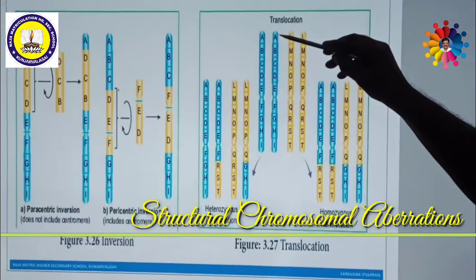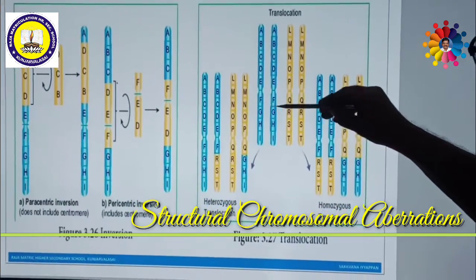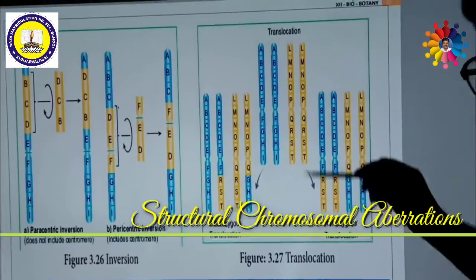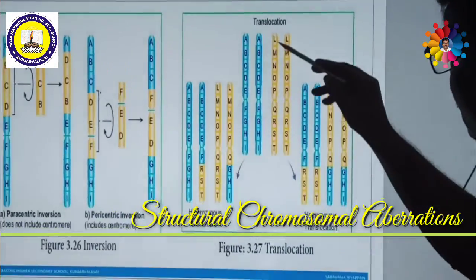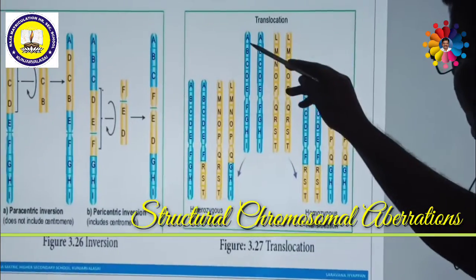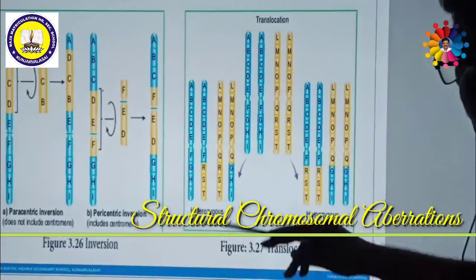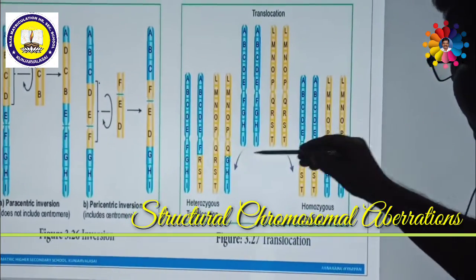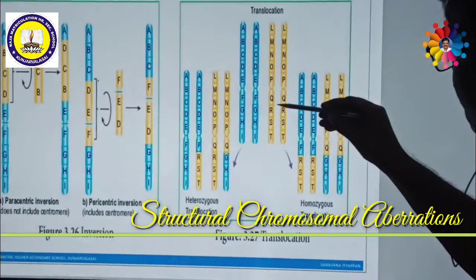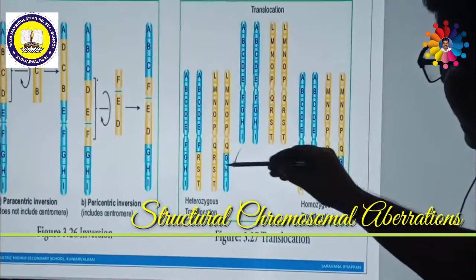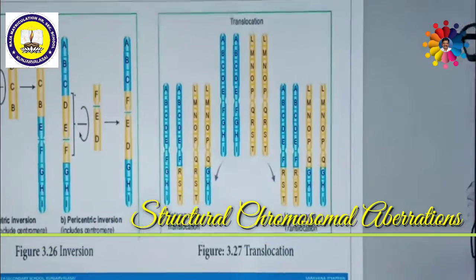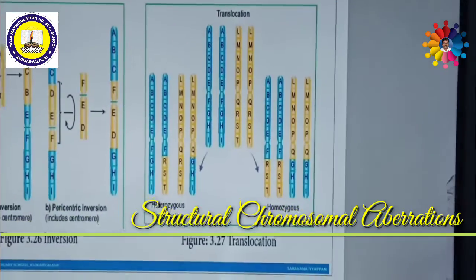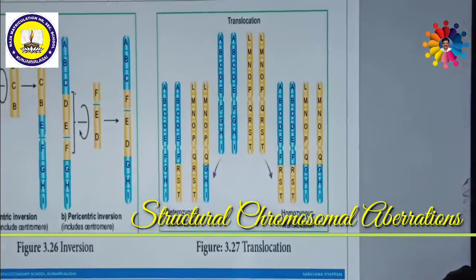That means this is cut off, this is cut off, and they are joined with the other chromosome. See here, in this chromosome, it is L, M, N, O, P. In this chromosome, A, B, C, D, E, F, G. But these are cut off. G, H, I is joined here. Similarly, R, S, T is cut off and joined here. This exchanging of segments between chromosomes is called translocation.